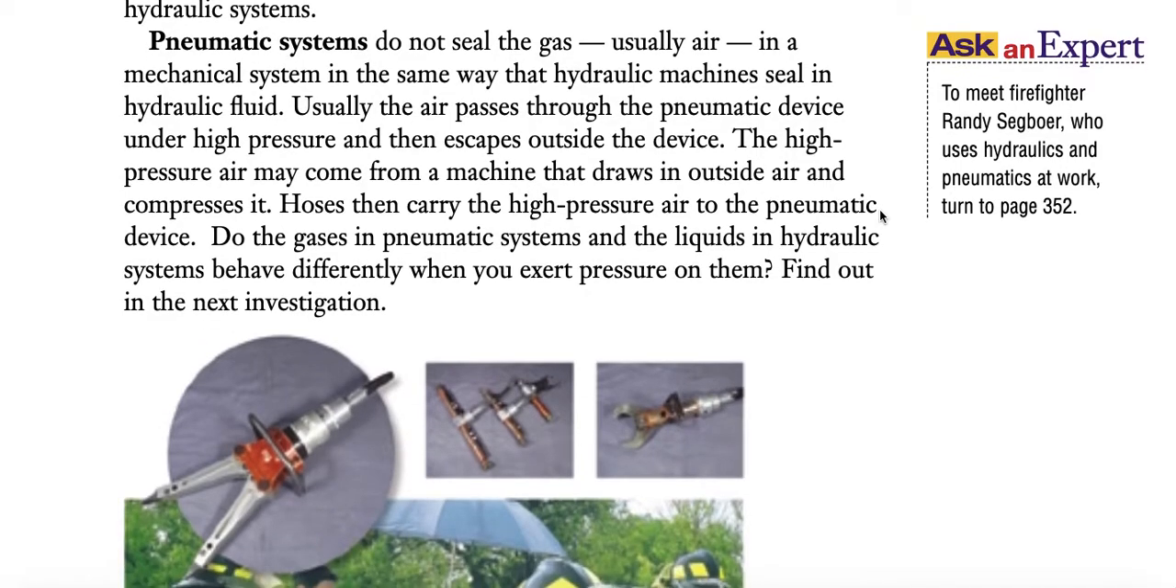Pneumatic systems do not seal the gas, usually air, in a mechanical system in the same way that hydraulic machines seal in hydraulic fluid. Usually the air passes through the pneumatic device under high pressure and then escapes outside the device. The high pressure air may come from a machine that draws in outside air and compresses it. Hoses then carry the high pressure air to the pneumatic device.